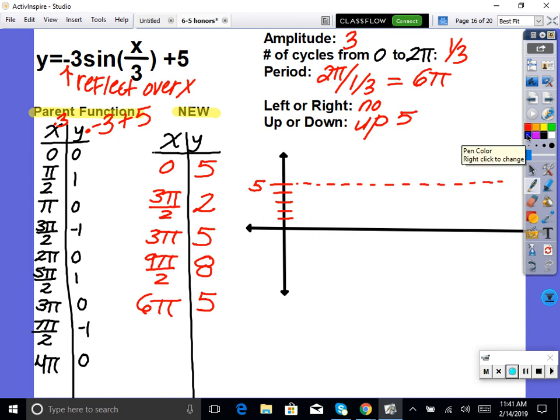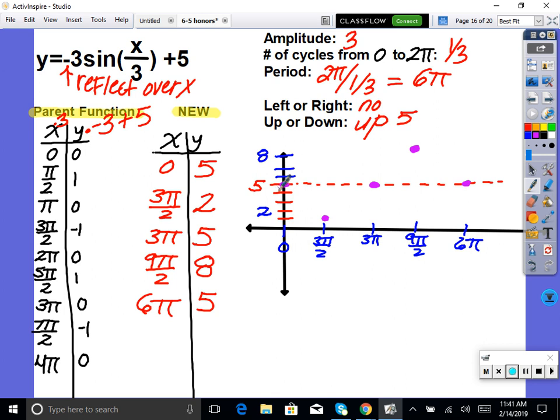Now from there, I'm going to continue labeling. Aren't I going to be up at 8 and 2? 5, 6, 7, 8. And then 5, 4, 3, 2. And then we're going to label our x-axis. So 0, 3 pi halves, 3 pi, 9 pi halves, 6 pi. And then from there, you're just plotting points. This part's the easy part, right? Over 0 up 5, over 3 pi halves up 2, over 3 pi up 5, over 9 pi halves up 8, over 6 pi 5.